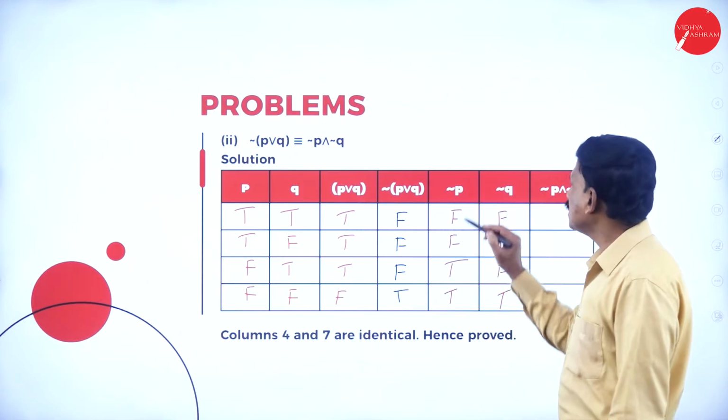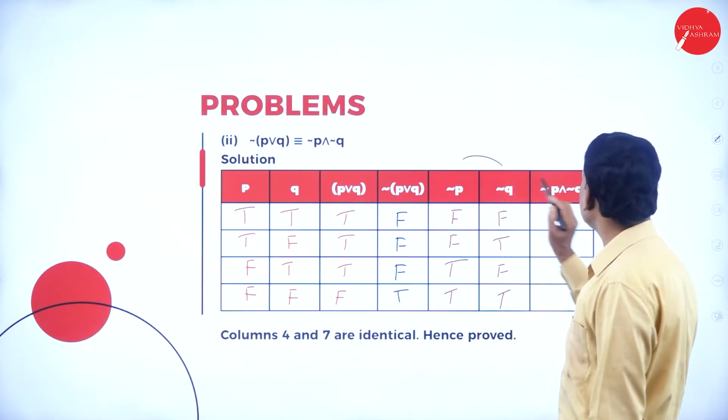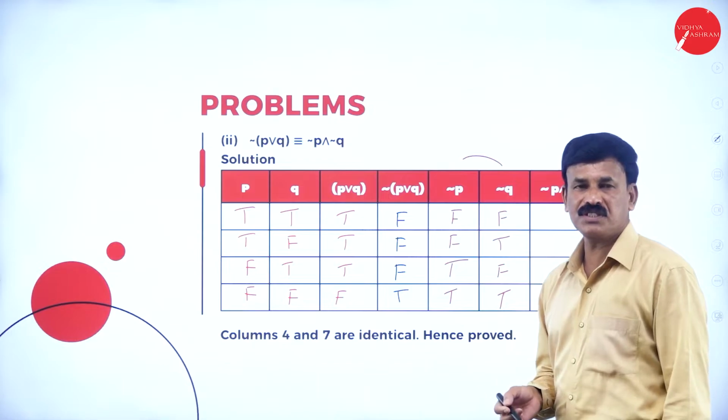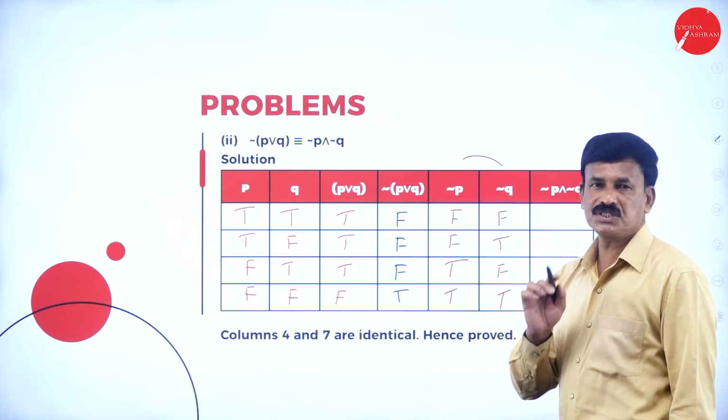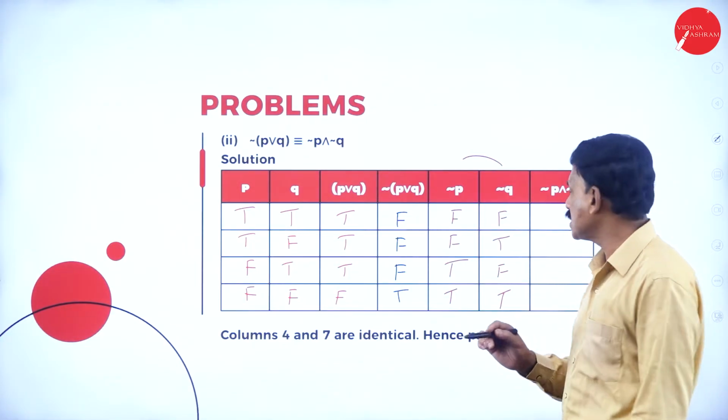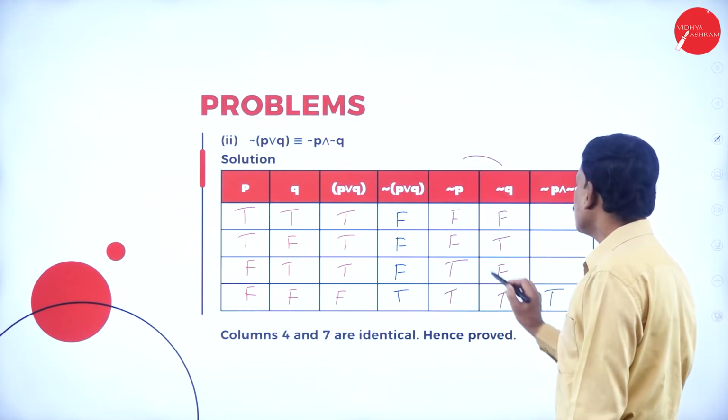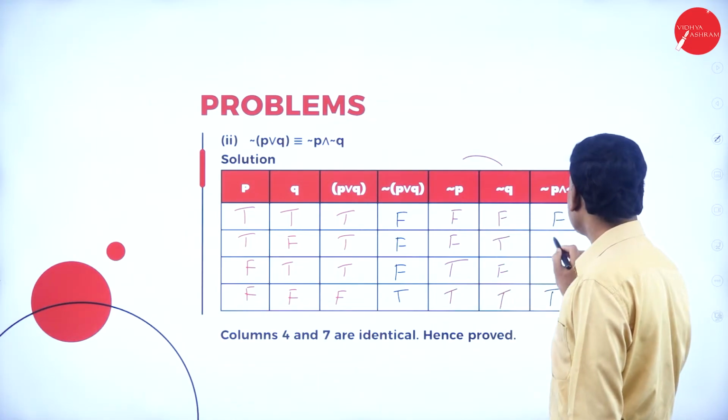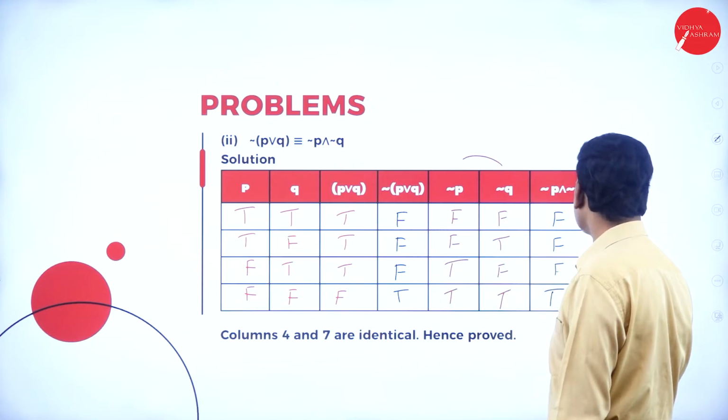Now, what to write? Just write down the conjunction for these two. In case of conjunction, true and true is true. In all other cases, it is false. So, true and true is true. False and false is false. False and true is also false. True and false is also false.